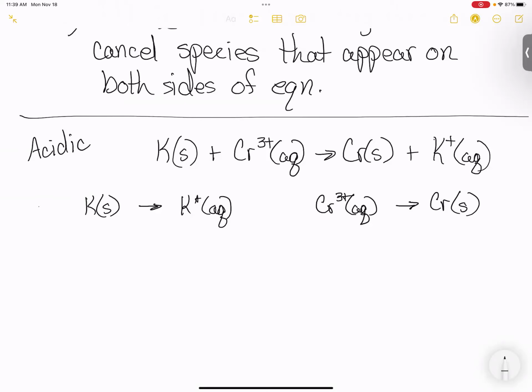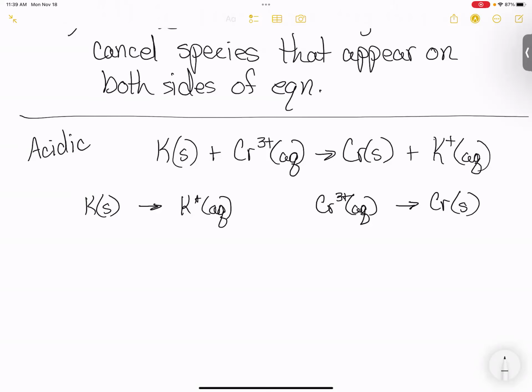In our left-hand reaction, there is 1 potassium on the reactant side, there is 1 potassium on the product side. It's balanced. On the right-hand one, there is 1 chromium on the reactant side, there is 1 chromium on the product side. It's balanced. So then we look at this under acidic conditions. Are there any oxygens? No. So we don't need to add water, which means we don't need to add H+.